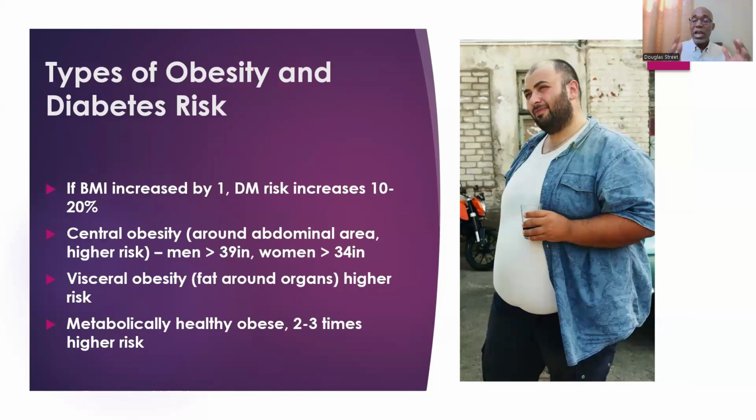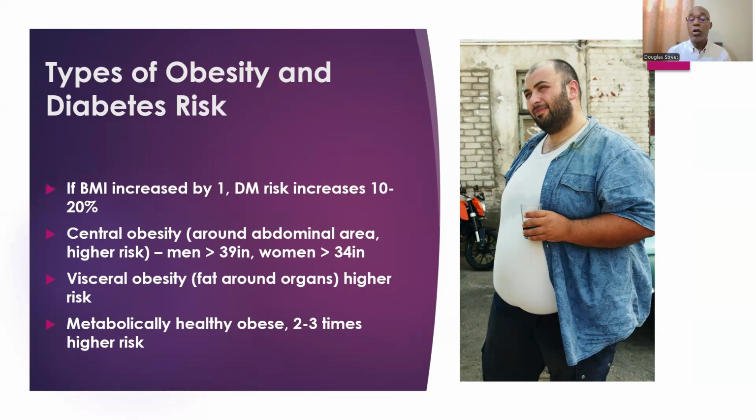And then you have the different types. You have what we call central obesity, where there is excessive amount of fat around the abdominal area. And as we would have mentioned, insulin does contribute to that kind of weight gain. When a man's waist measurement goes above 39 inches or a woman above 34 inches, they have been shown to have an increased risk of developing diabetes.